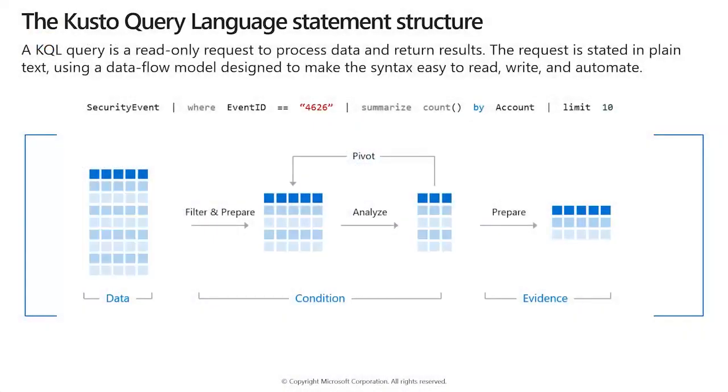A KQL query is a read-only request to process data and return results. The request is stated in plain text using a data flow model designed to make the syntax easy to read, write, and automate. The query uses schema entities organized in a hierarchy similar to SQL's: databases, tables, and columns. It is essential to understand how the results flow through the pipe. That's that little pipe character there on the screen. Everything on the left side of the pipe is processed, then passed to the right side of the pipe.